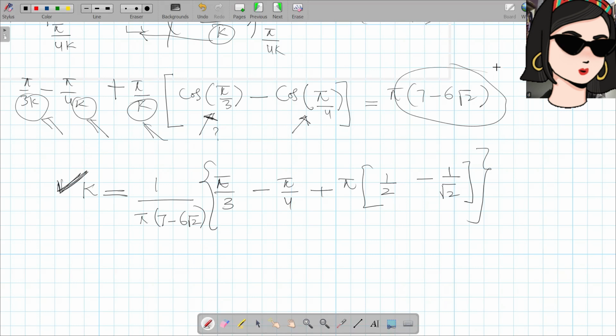Now just calculate all this, put it into your calculator and see. You can cancel out pi as well. And then you can simplify. You can write it like this: 7 minus 6 root 2, times 1 over 3 minus 1 over 4 plus 1 over 2 minus 1 over square root 2.